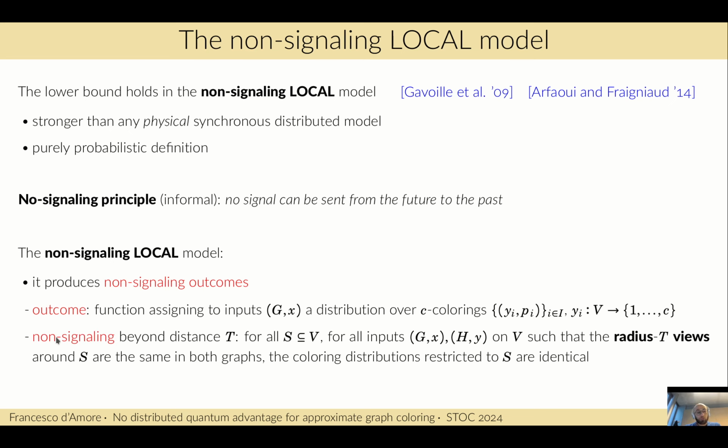And an outcome is non-signaling beyond distance t if the following property holds. We fix a vertex set V, and for every subset S of the vertex set and for every pair of input graphs on the vertex set such that the radius t views around the subset S are the same, also with respect to the inputs, then the coloring distributions of the outcome restricted to S are identical. This is the non-signaling property in mathematical terms.